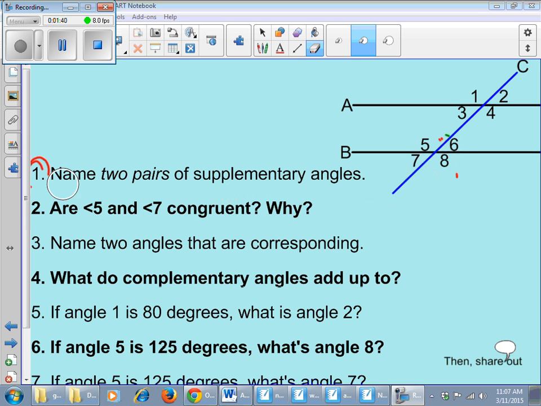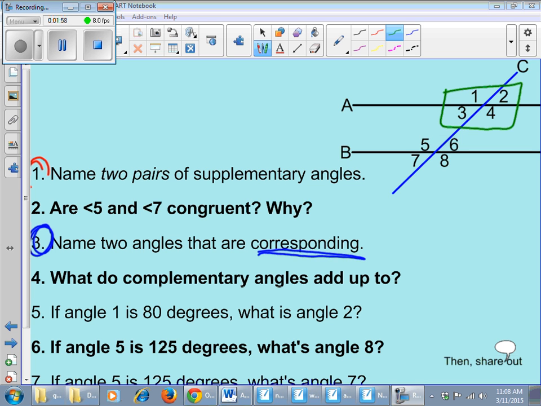Question 3. Question 3 says, name 2 angles that are corresponding. Corresponding means angles that are in the same spot or the same seat when you box out the 2 groups of angles you see. So here's group 1. Here's group 2. Angle 1 is in the top left corner of the first group, which is in the same seat as angle 5, which is in the top left corner of the second group. So angle 1 and 5 are corresponding.